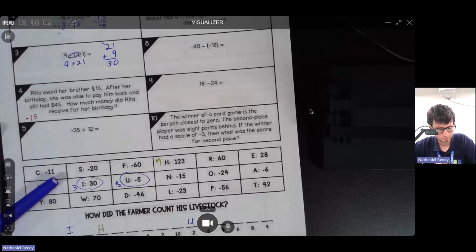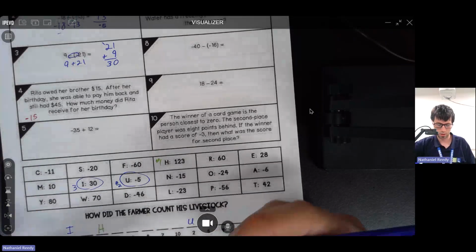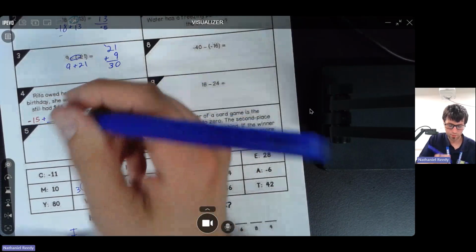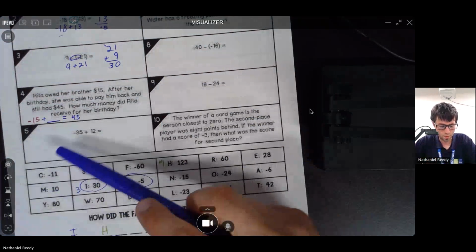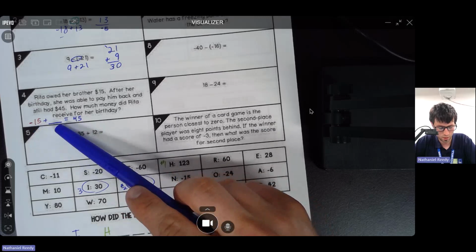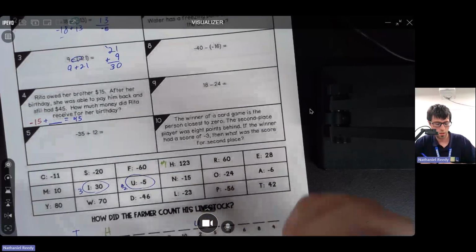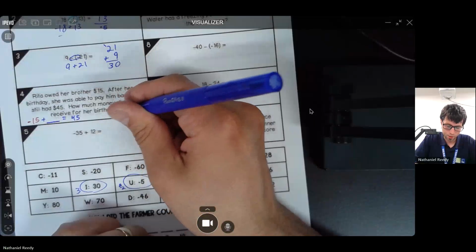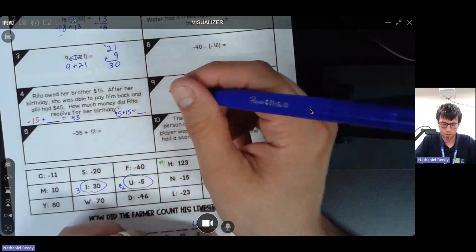Maybe it's just my brain farting here. So negative 15, how I would look at it is negative 15 plus something equals 45. So what would we do to find that missing money there? I'm trying to think of how to explain this with the terms that we just did. Or I guess one way to look at it is that 45 plus that 15 must have been what she got for her birthday. Okay.